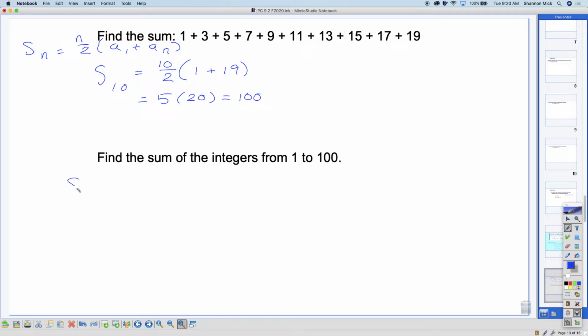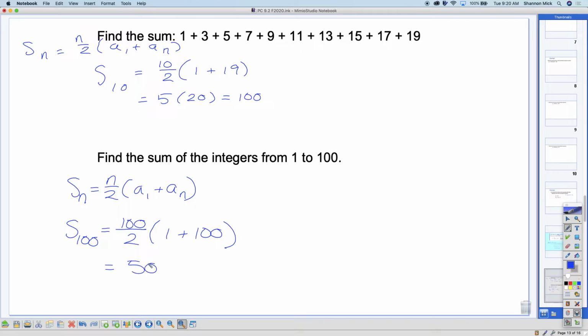Okay, so S of N is N over 2 times A sub 1 plus A sub N. Don't say A 2 though, because then that's not a subscript, that's an exponent. Okay, so what's N? 100. So 100 over 2. And the first term is 1, plus 100. So I get 50 times 101, 5,050.